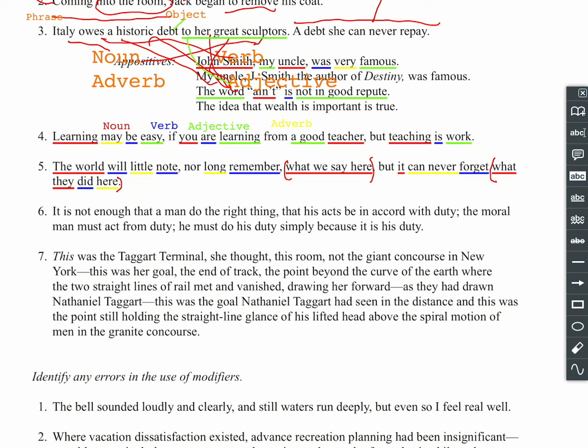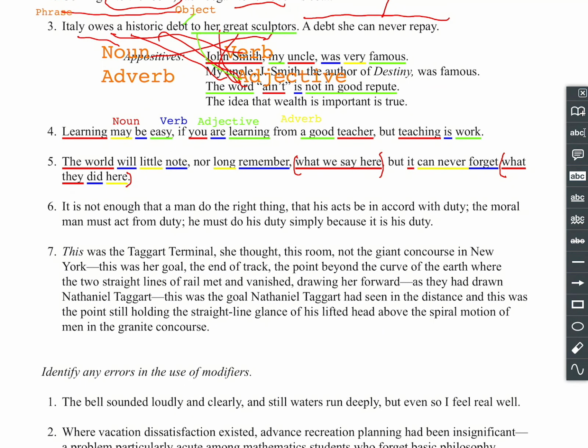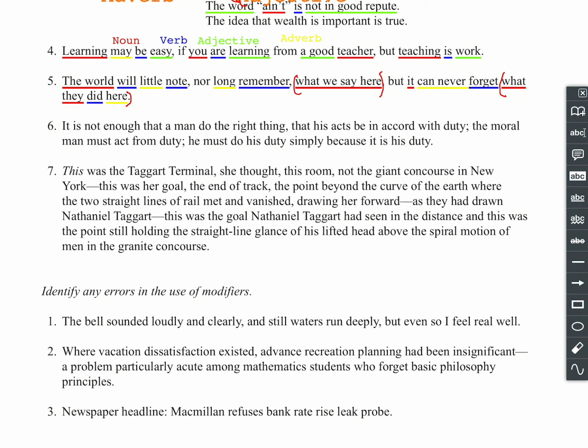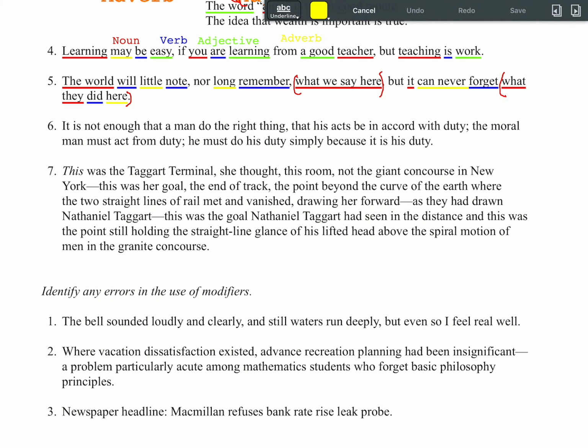Oh man, this Atlas Shrugged number 7, the Atlas Shrugged quote is very long, and it's all one sentence. It is not enough that a man do the right thing, that his acts be in accord with duty. The moral man must act from duty. He must do his duty simply because it is his duty. I feel like this is getting a little repetitive, so I'm going to skip that one, and go to the other Atlas Shrugged one, because Atlas Shrugged is way cooler.